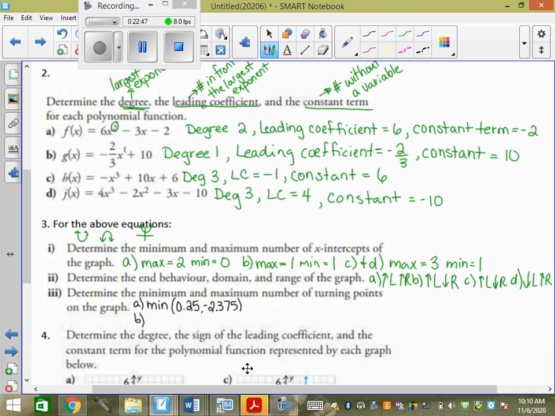B, do I have to plug that one in? B is linear.